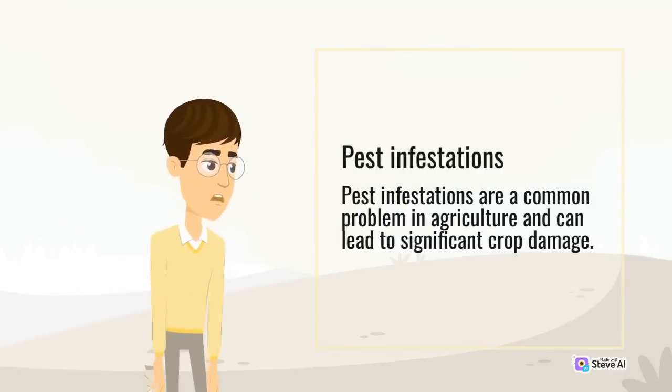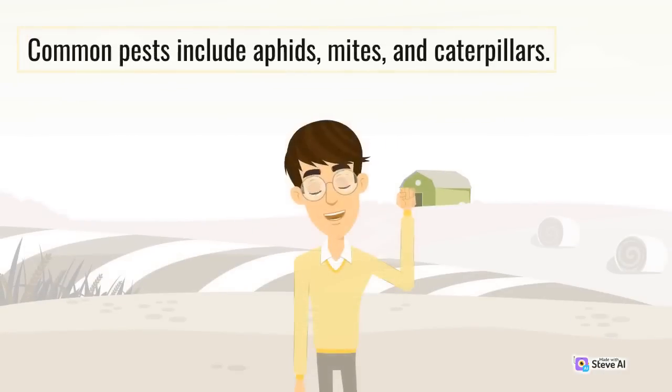Pest infestations. Pest infestations are a common problem in agriculture and can lead to significant crop damage. Common pests include aphids, mites, and caterpillars.